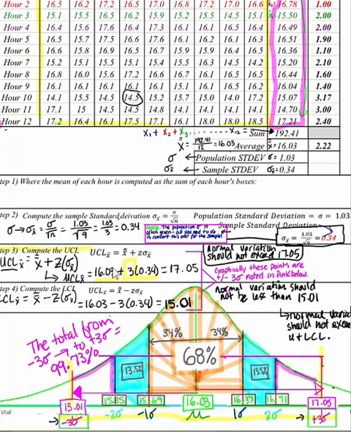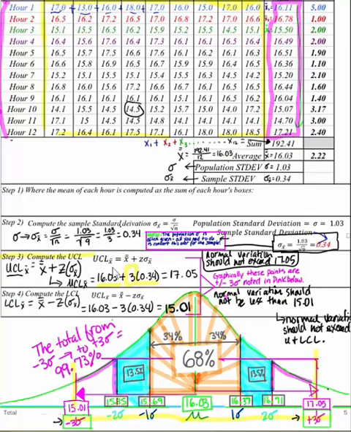So our upper control limit then, this number we just calculated here, represents the mean plus 3 standard deviations. And the lower control limit right here is exactly the same. We compute it the same way, except we use a minus sign. And this represents minus 3 standard deviations from the mean, so 15.01.